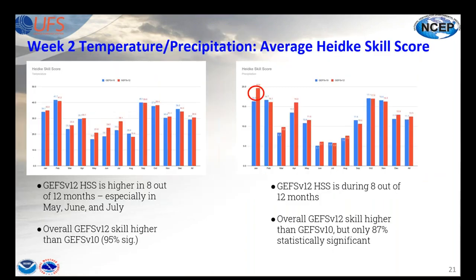In terms of temperature and precipitation over the CONUS, the Heidke skill score is used here for week two and weeks three and four. The GEFS V12 Heidke skill score is higher in about 8 of 12 months compared to the GEFS V10. Summertime improvements are pretty significant here. At the 95% significance level, it is improved. In terms of precipitation, the skill is also better from GEFS V12, 8 out of 12 months. Overall, the skill is higher than the GEFS V10 that's currently used, but only about 87% significance, except in January, where the improvements are pretty substantial.